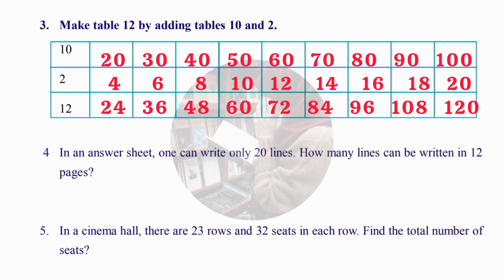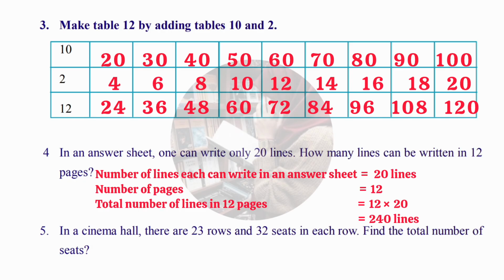Got it, guys? Let's move on to the fourth question, which is: in an answer sheet, one can write only 20 lines. In one answer sheet, one can write only 20 lines. How many lines can be written in 12 pages? Let's see the answer. Number of lines that can be written in an answer sheet is 20 lines. Okay, number of pages, how many pages are given?